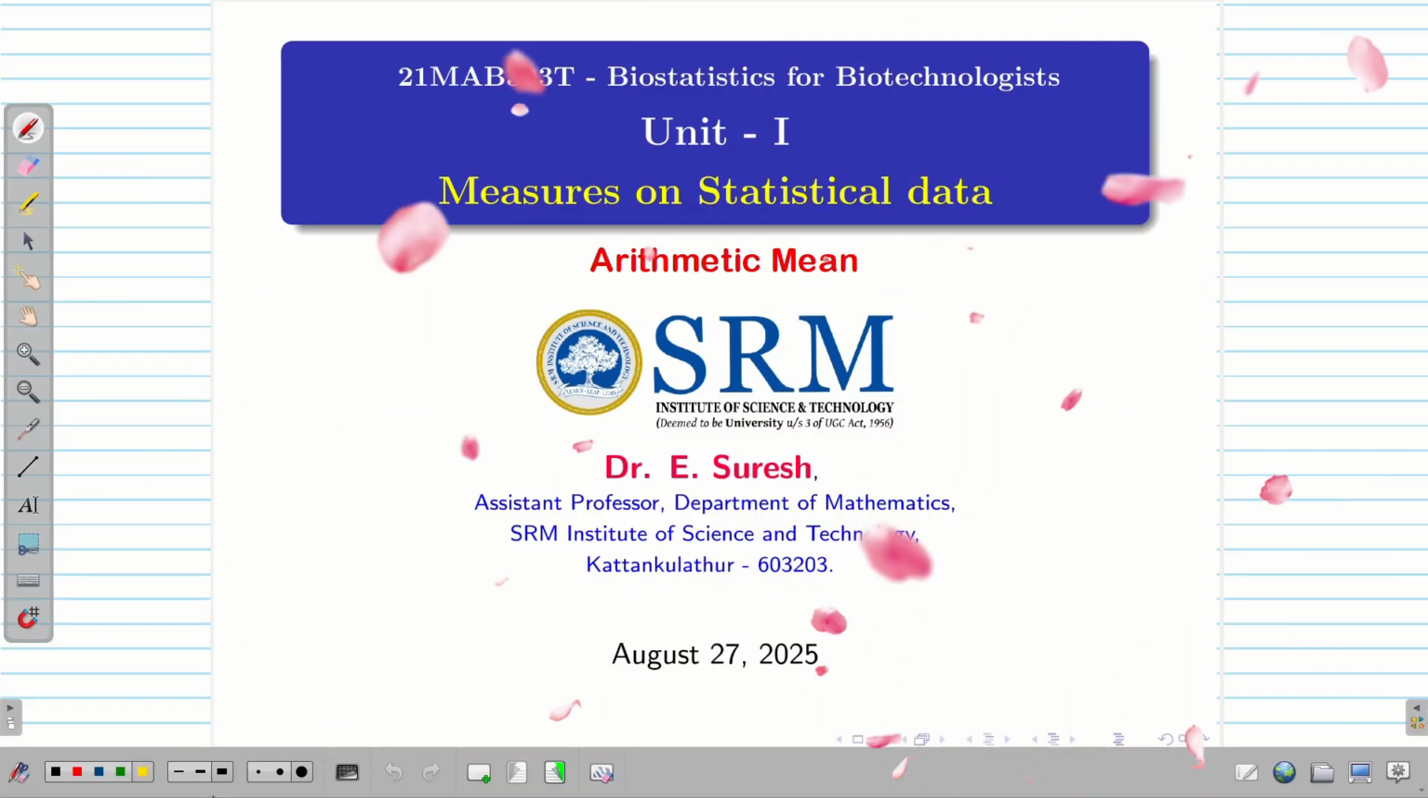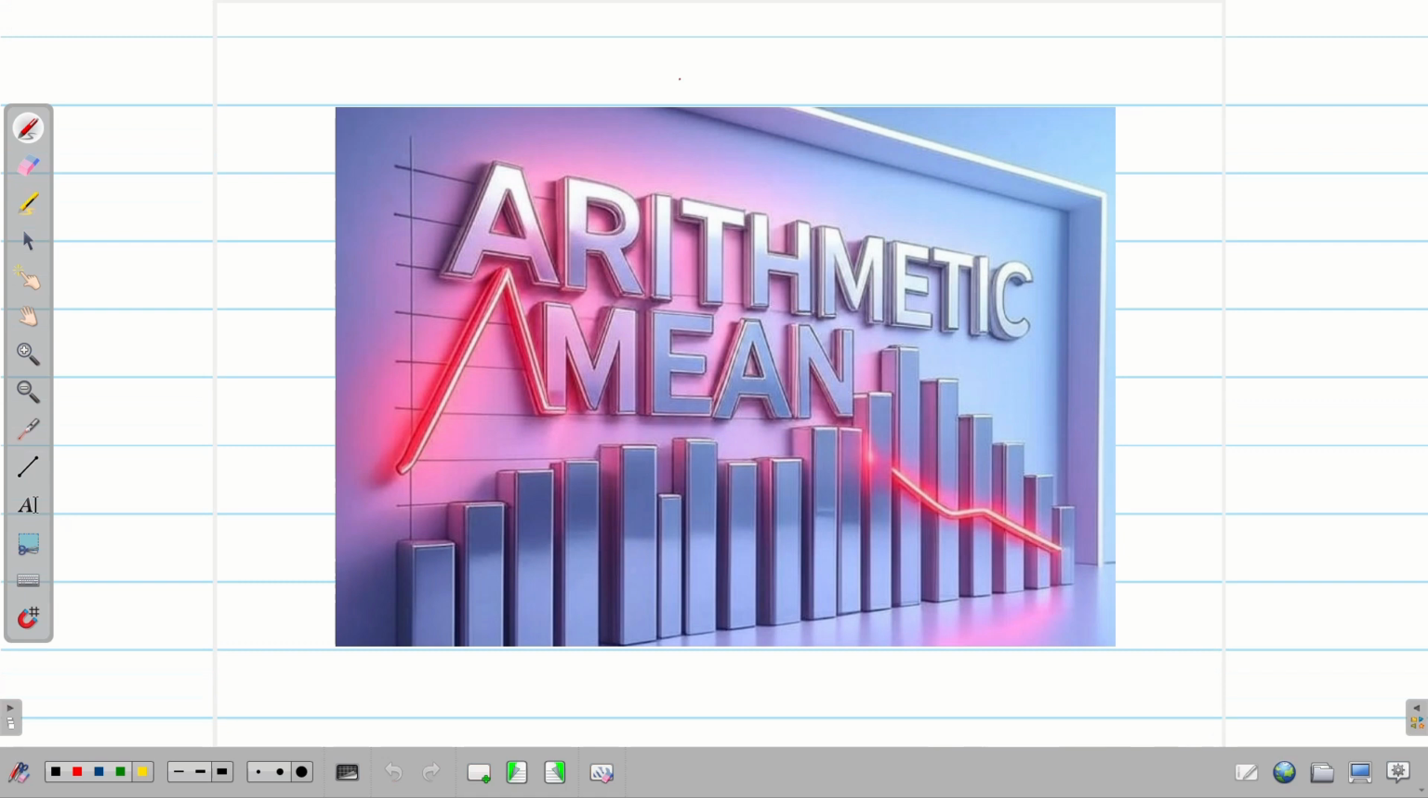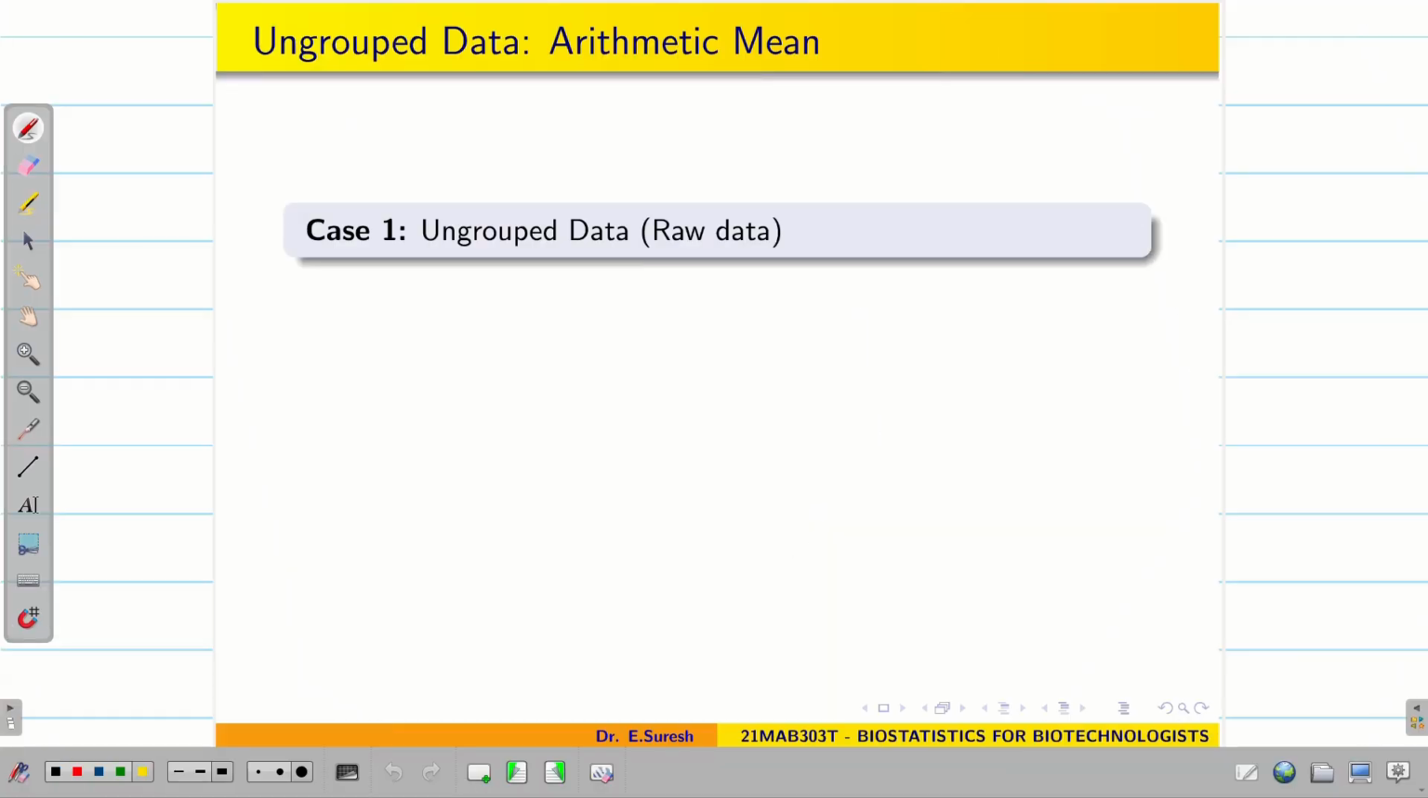Dear students, welcome to the problem solving session on arithmetic mean. In this session, we are going to solve problems on arithmetic mean for ungrouped data, discrete frequencies and continuous frequencies. Let us go into the session. First, we solve problems on ungrouped data.